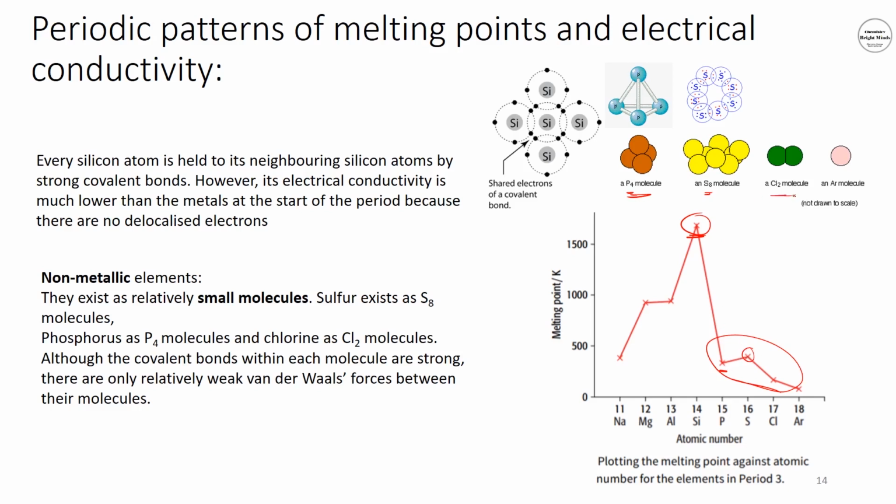And if we look at the chlorine molecule and argon, you could see in the case of chlorine there are only 2 atoms holding together. This is why I expect the melting point to be very low in the case of chlorine. And in argon I have only 1 atom, so my molecule contains only 1 atom. This is why I have the lowest melting point.